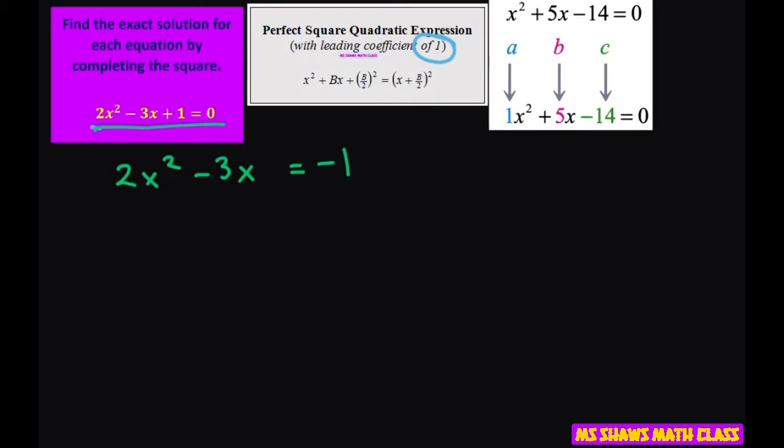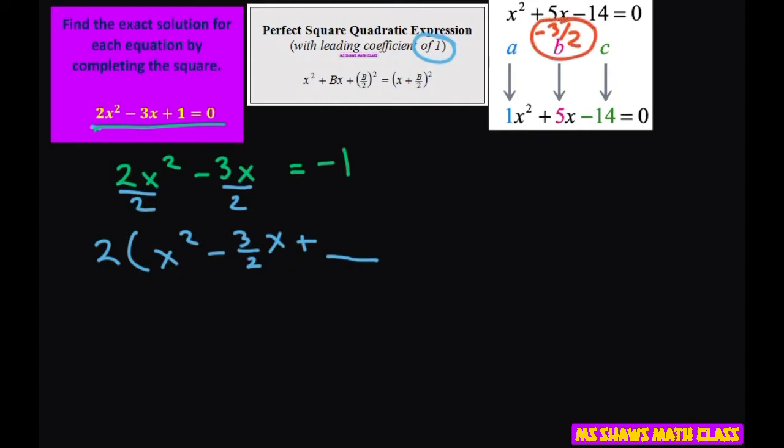And then go ahead and factor out a 2. That means basically we're dividing by 2. So you factor out a 2, you're going to get x squared minus 3 halves x. And then we're going to complete the square with our b. Our new b is going to be negative 3 halves. That's the part we need to complete the square. Our a now is 1. And then we have negative 1 over here.